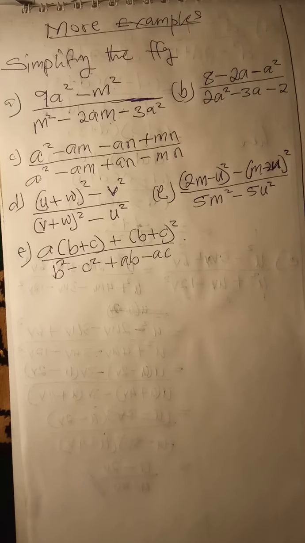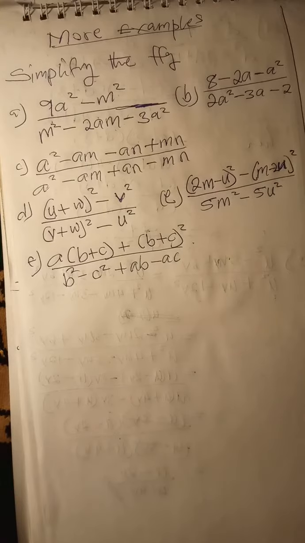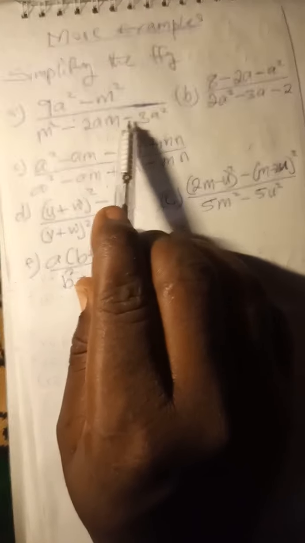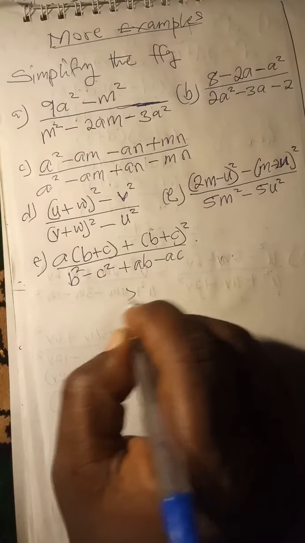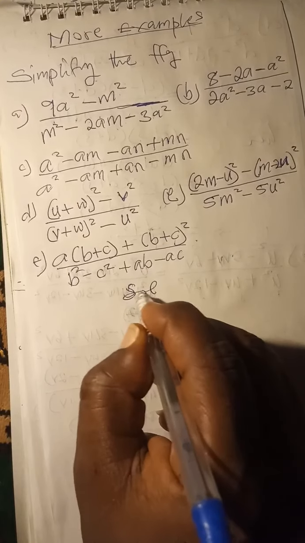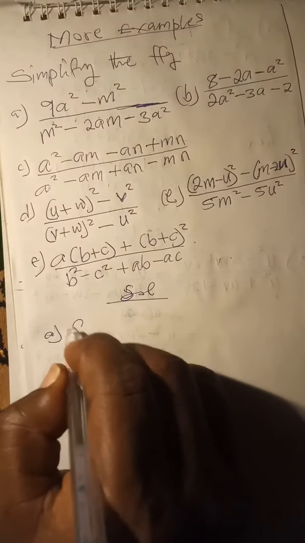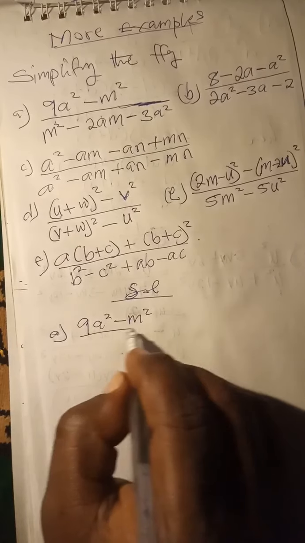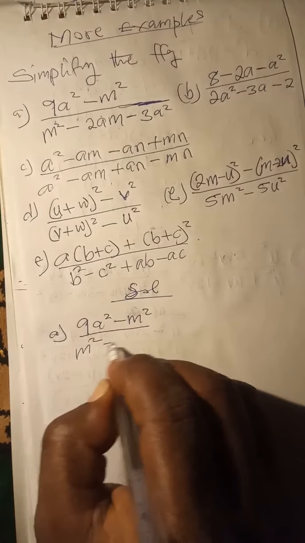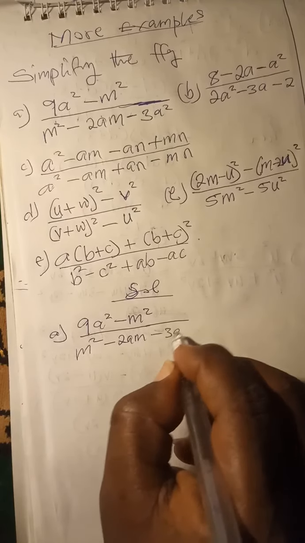Class, we have more questions to solve as examples. So simplify the following. A, we have 9a squared minus m squared over m squared minus 2am minus 3a squared, and so on and so forth. Here are the questions. What we should do here first, solution. First one, we have 9a squared minus m squared over m squared minus 2am minus 3a squared.